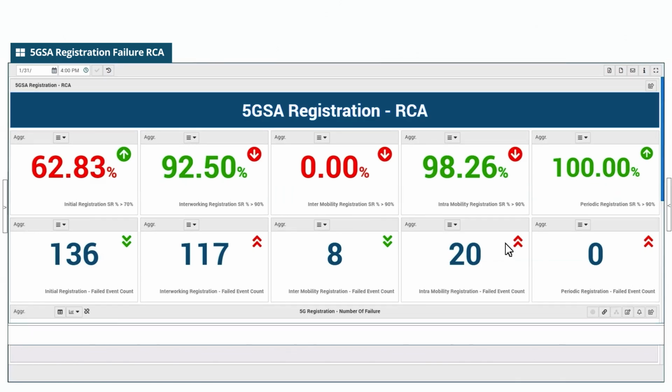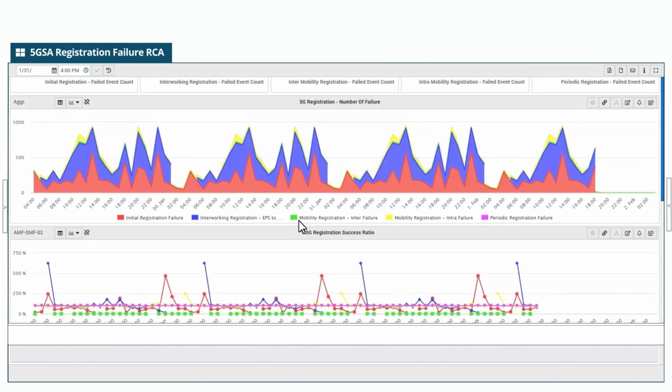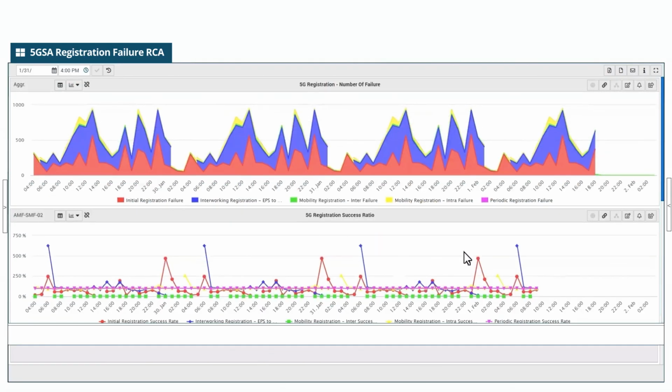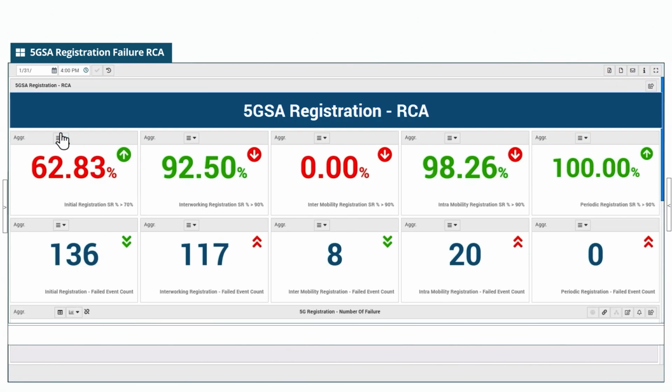At a glance, I can also check the registration success rate, number of failures, comparison of success percentage with historical data, and a comparison of the number of failures with historical data. The trends of success rate and number of failures help me understand the start and impact of the issue. I can drill down for detection and perform an RCA for each of the registrations.